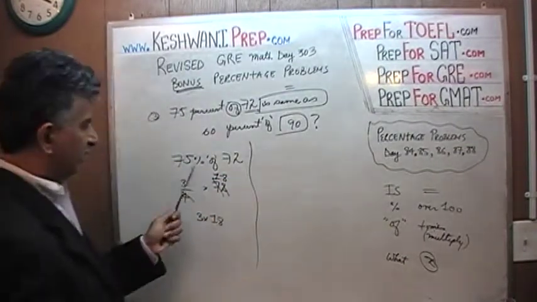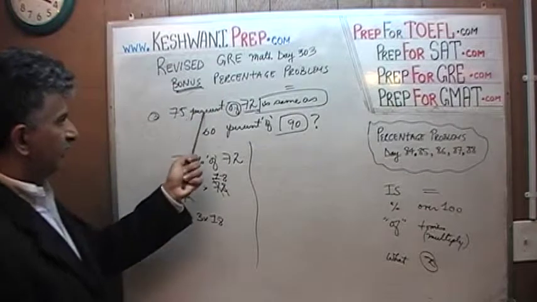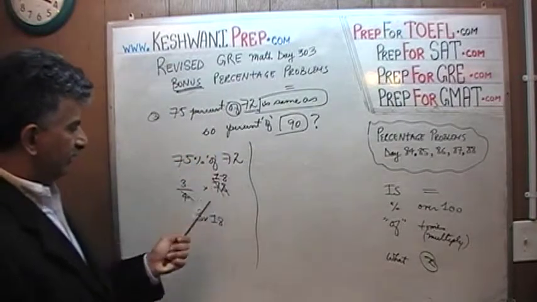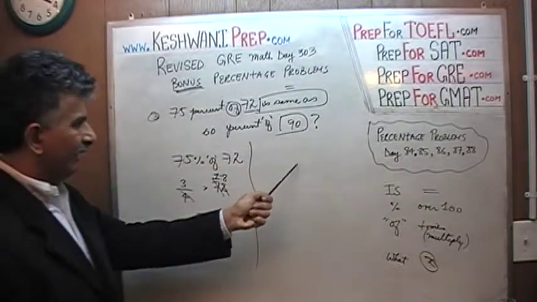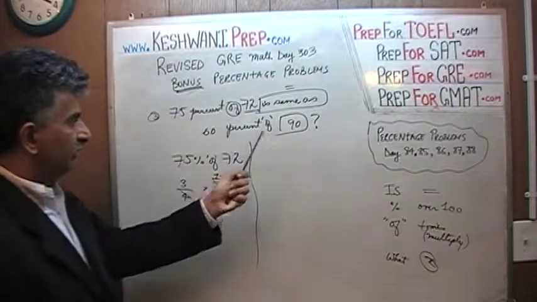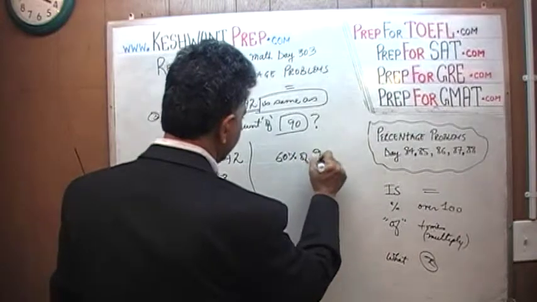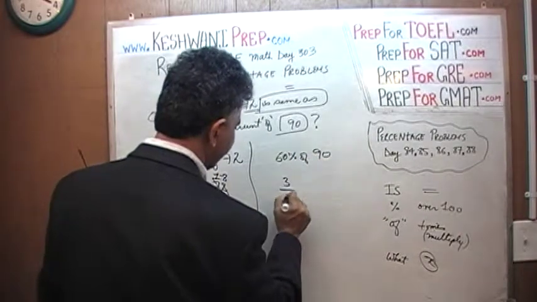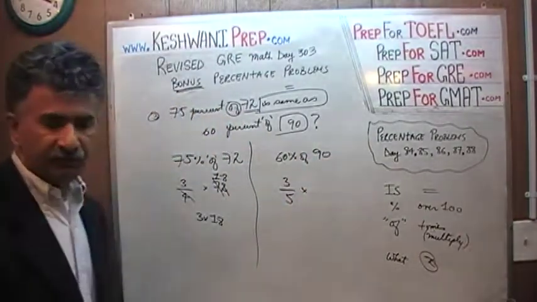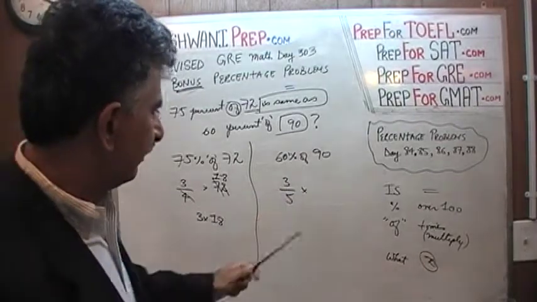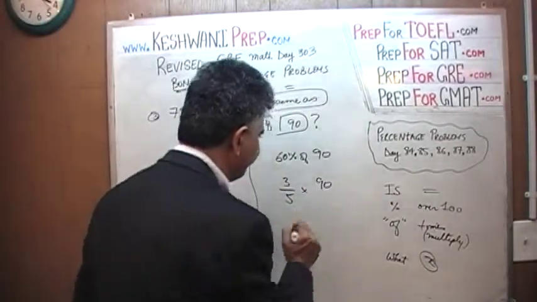And what we're claiming is that this quantity, 75% of 72, is the same as what we're going to do here, which is 60% of 90. 60% of 90. 60% means 3/5, and of means times 90.